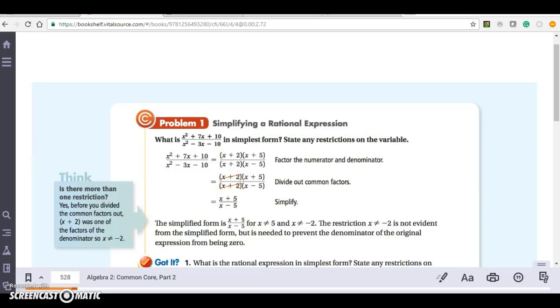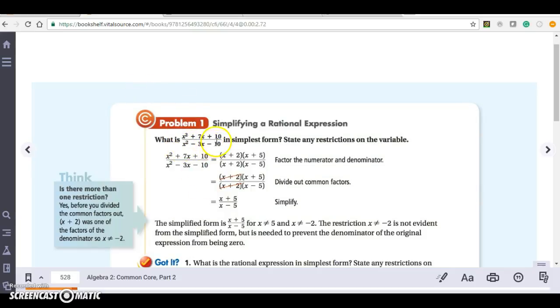Okay, let's take a look at problem 1, simplifying a rational expression. It says, what is x squared plus 7x plus 10 divided by x squared minus 3x minus 10 in simplest form? State any restrictions on the variable. So the first thing I need to do is factor. Factoring is covered in previous sections.